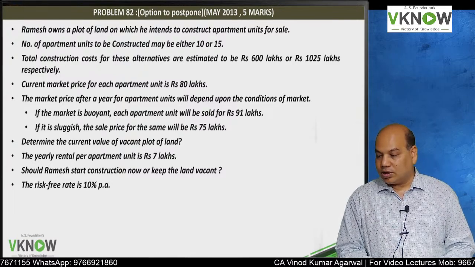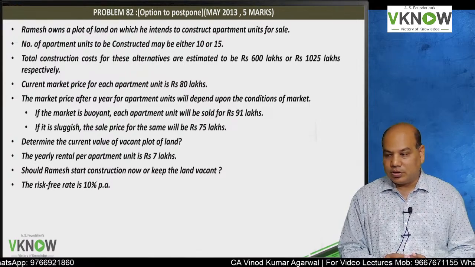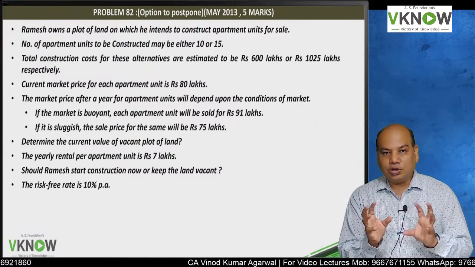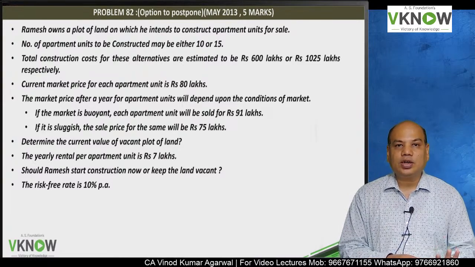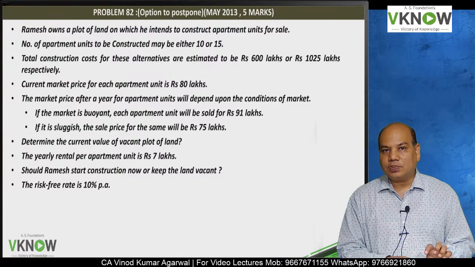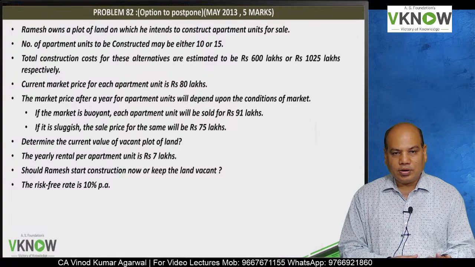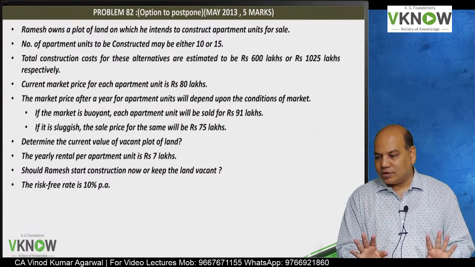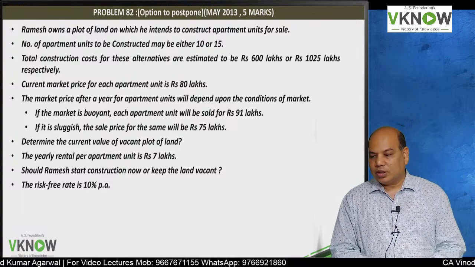So if you construct 10 apartments, cost will be 600. If you construct 15 apartments, cost will be 1025. So accordingly you have to do the calculation. So you have two options to start, either 10 or 15. Then you will see what is the profit in 10, what is the profit in 15, and the one which gives me more profit, I will decide to construct those number of apartments. First line is clear. Current market price of each apartment unit is 80 lakhs.